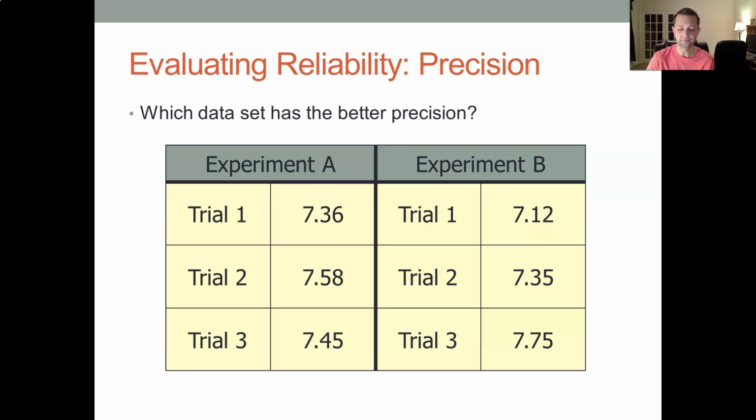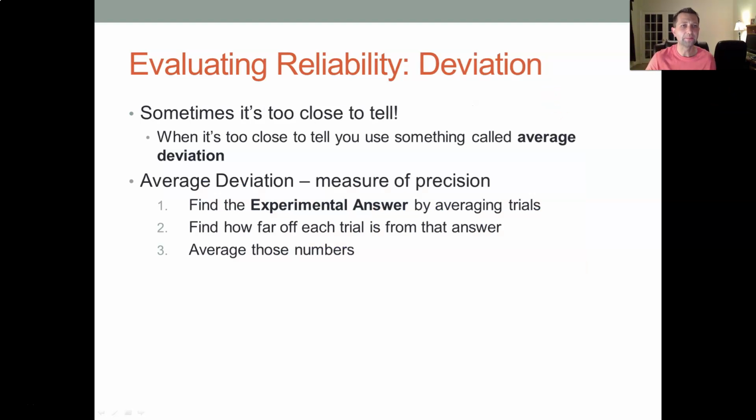Okay, so if you're taking a look at these, experiment A versus experiment B, trial 1, 2, and 3, you have a range here of 7.36 through 7.58. And for experiment B, you're going from 7.12 with your lowest value, and your highest value is 7.75. So I'd say experiment A definitely has the better precision. It has a smaller range of data compared to experiment B. That's pretty easy to look at and figure out.